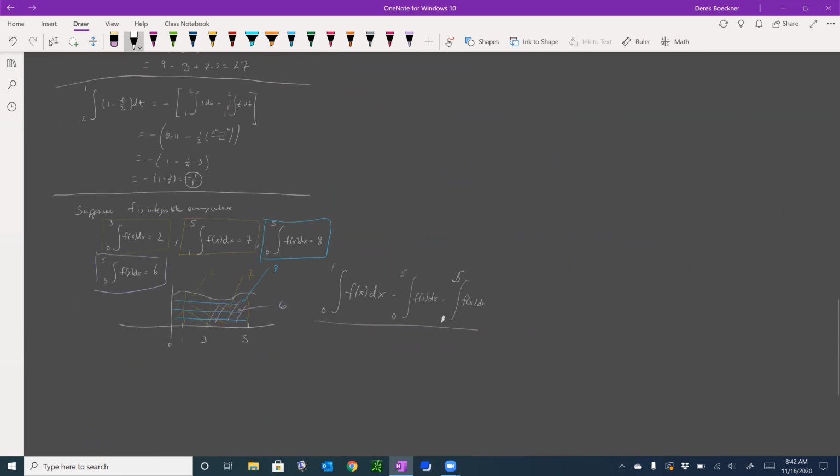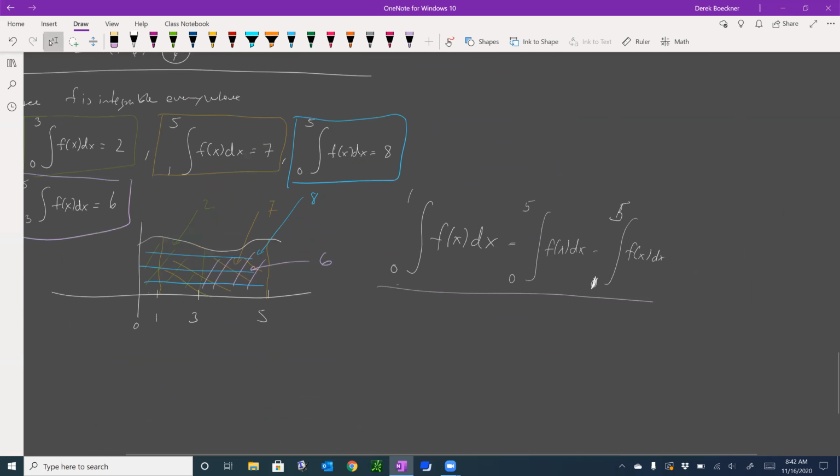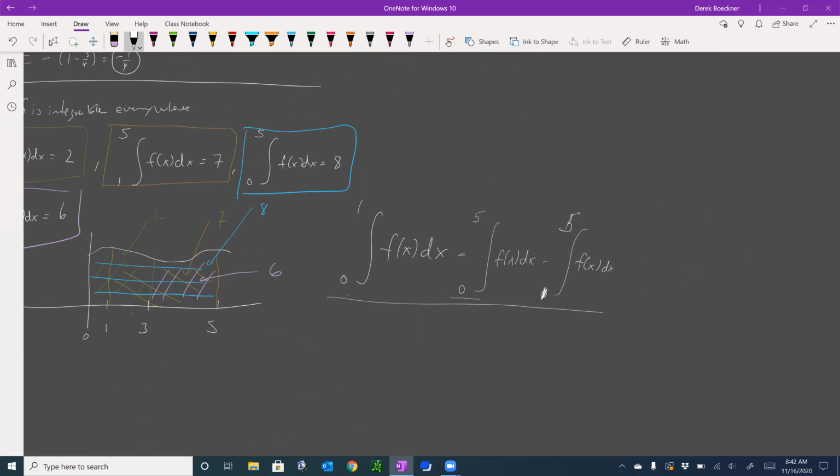Okay, so down here, the full interval is 0 to 5. 1 is put in the middle, and we split it up. So it should be 0 to 1 plus 1 to 5 is 0 to 5. But we moved one of those over to this side and put a minus sign on it, right? So we're using the rule that the integral from 0 to 1 of f of x dx plus the integral from 1 to 5 of f of x dx equals the integral from 0 to 5 of f of x dx. And then we're moving this one over to this side so we can solve for that.